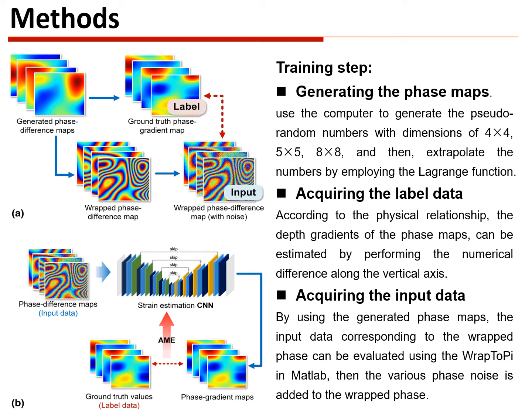The first step is to use a computer to generate random numbers, and then extrapolate the numbers by importing the Lagrange function. Step 2 is according to the physical resolution. Then the depth gradients of the phase maps can be estimated by performing the numerical difference along the vertical axis. The final step is by using the generated phase maps. The input data corresponding to the wrapped phase can be evaluated using the wrapTo2Pi function in MATLAB. Then the various phase noise is added to the wrapped phase.